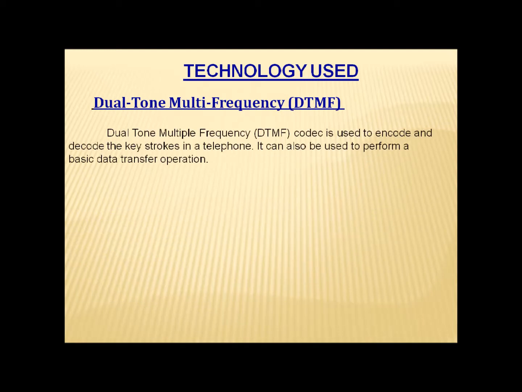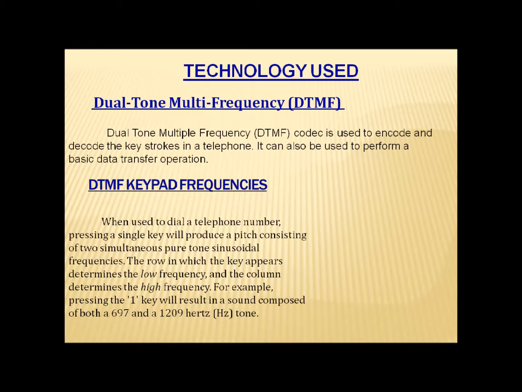Technology used: dual tone multi-frequency. Dual tone multi-frequency code is used to encode and decode the keystrokes in a telephone. It can be used to perform basic data transfer operation. DTMF keypad frequencies. When used to dial a telephone number, pressing a single key will generate a message of two simultaneous pure tone frequencies, in which the row of the key determines the low frequency and the column determines the high frequency.